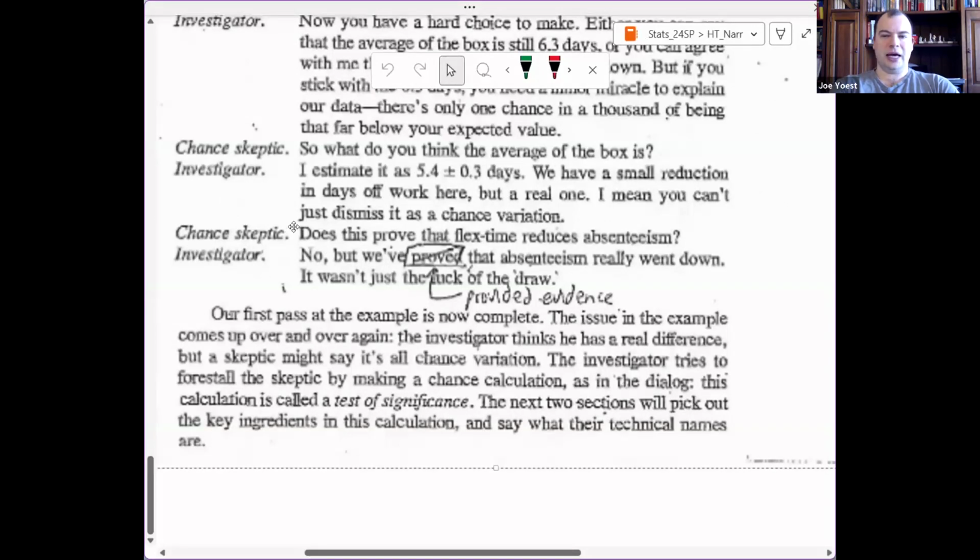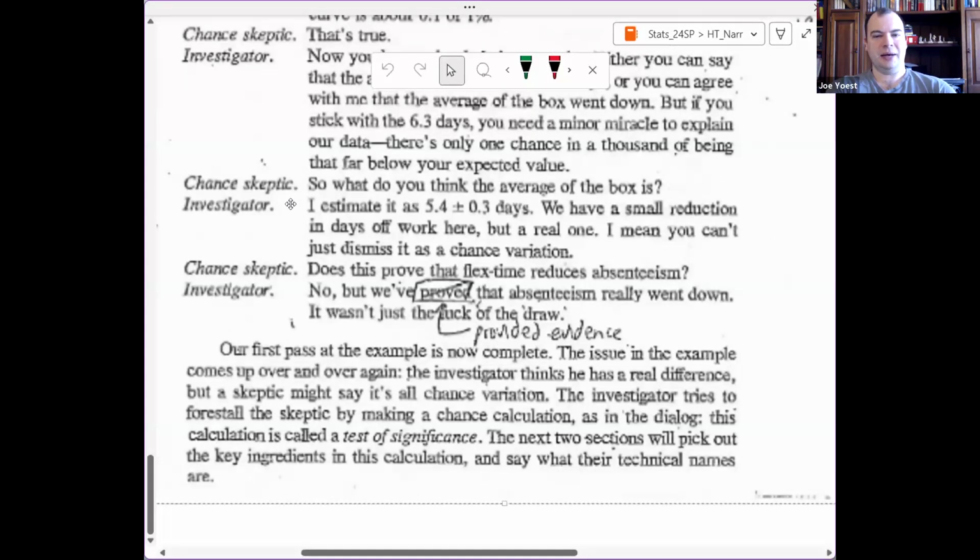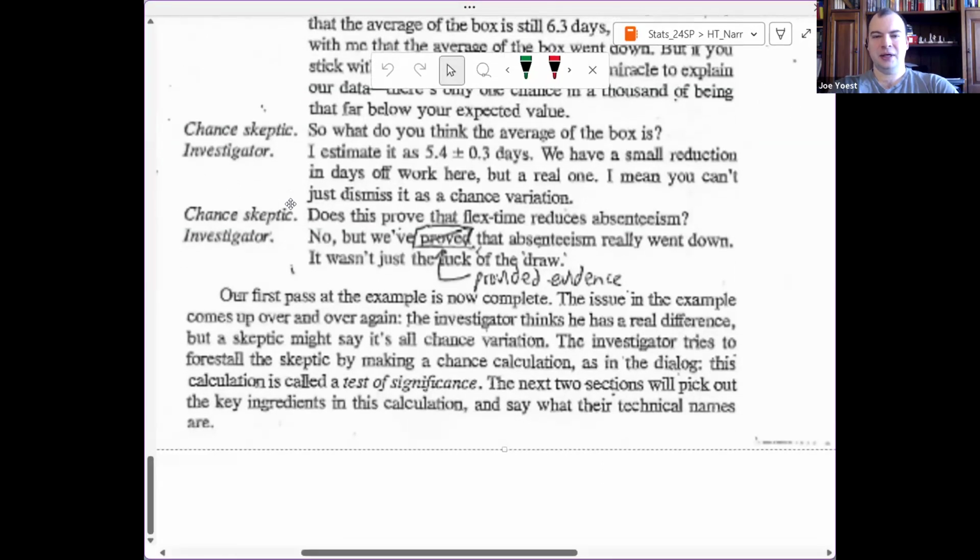The chance skeptic then asks, okay, does this prove that flex time reduces absenteeism? Maybe you've given an argument that absenteeism is reduced, but does this prove that flex time is what caused that? And the investigator says, no, we haven't proved that the change in flex time is what caused the reduction in absenteeism. We just proved, or more accurately provided evidence, or demonstrated statistically that absenteeism really went down. It wasn't just the luck of the draw.